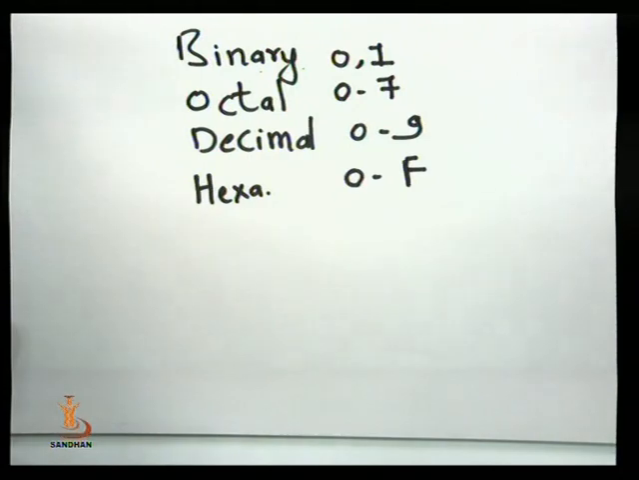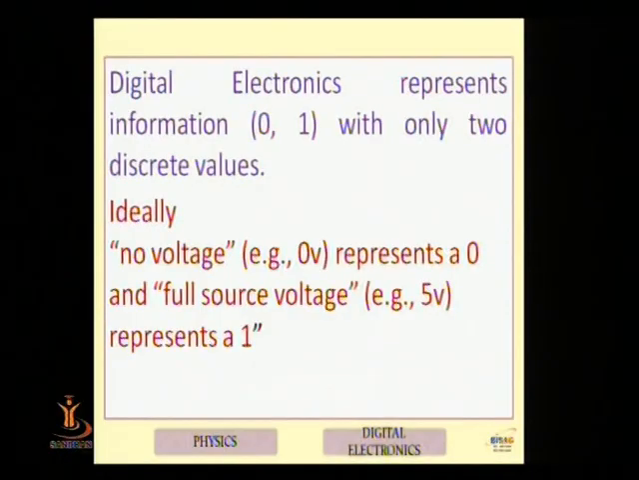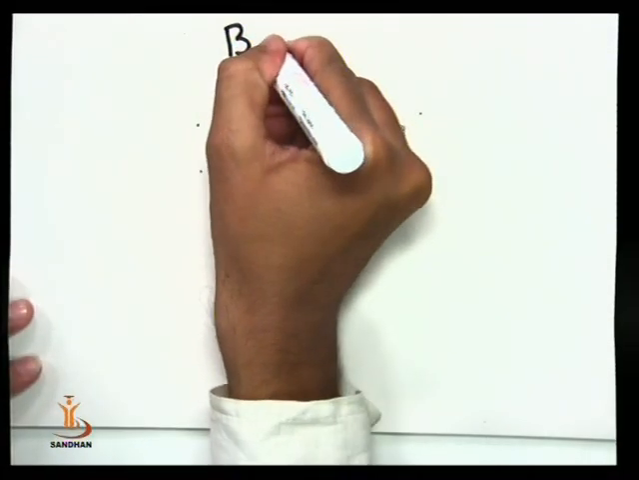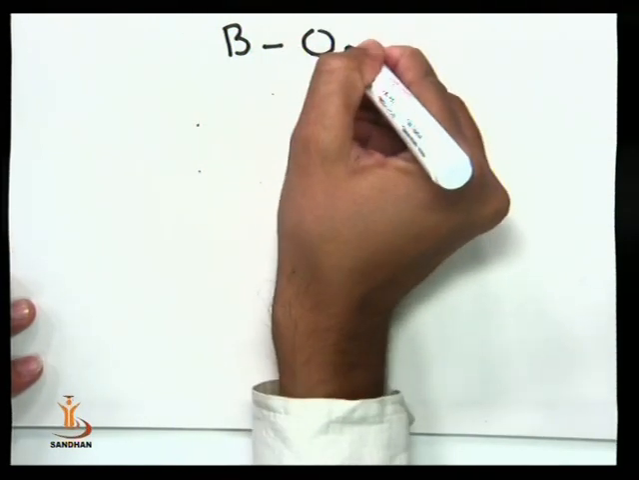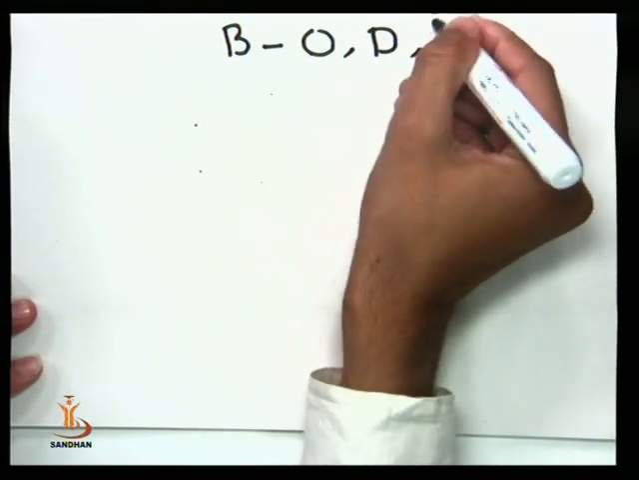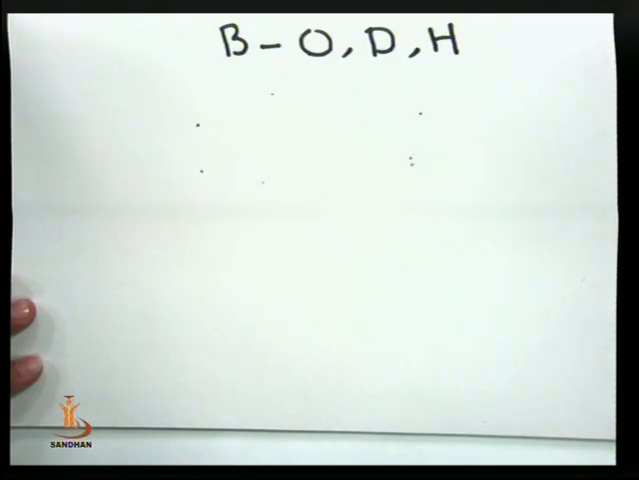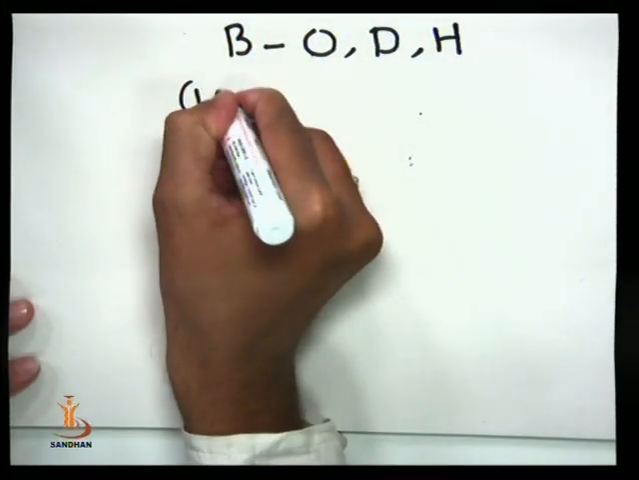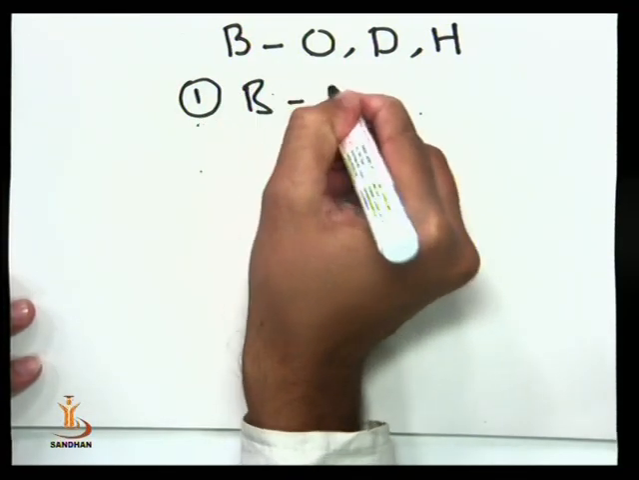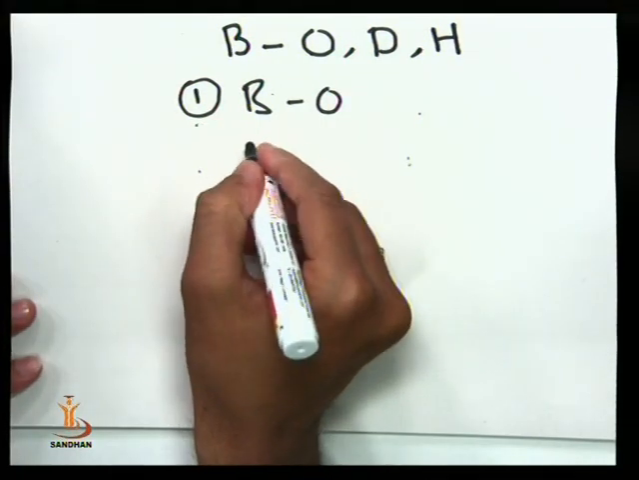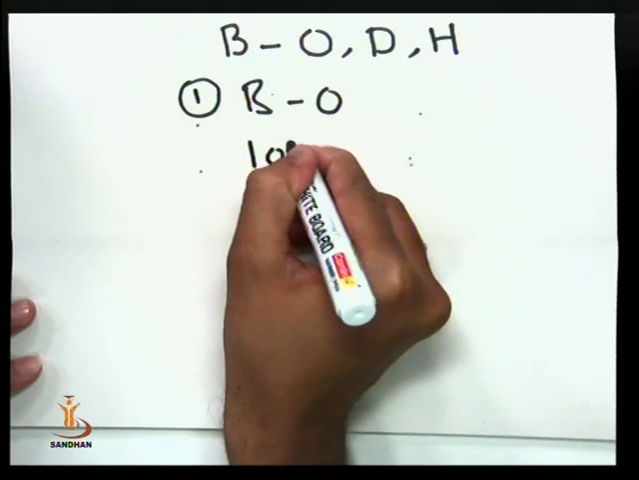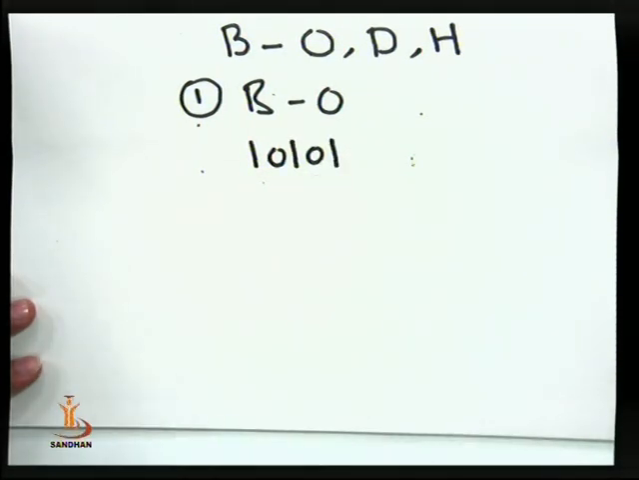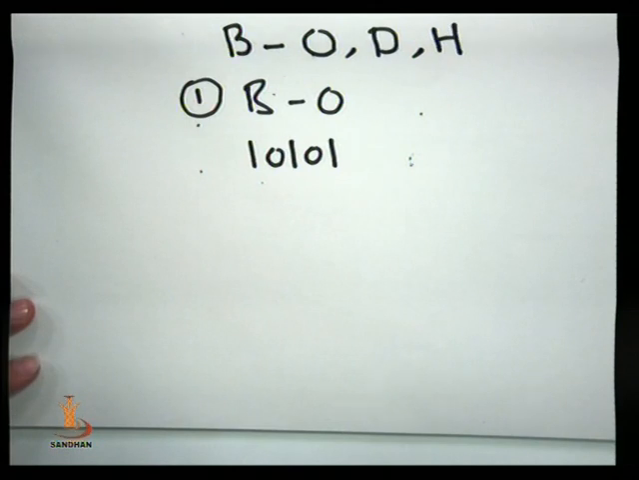Now if you need to convert binary to octal, or binary to decimal, or binary to hexadecimal, then you should know the different steps. So let us start with the first conversion, that is binary to octal. Let me take any number, that is 10101. How do we convert this binary number into octal?